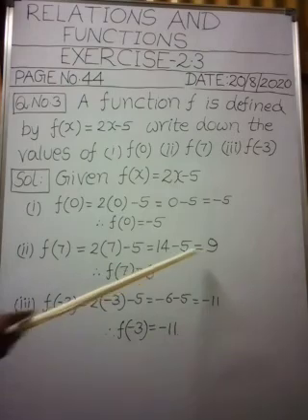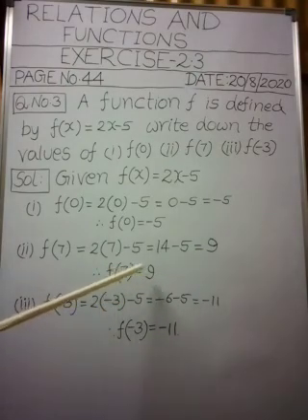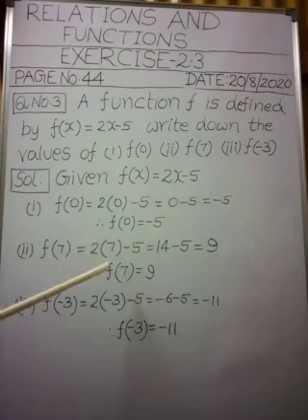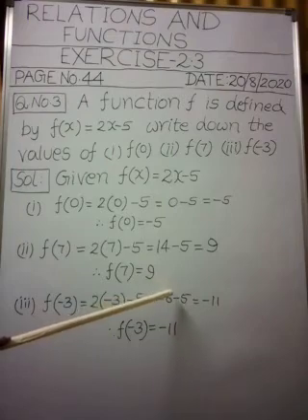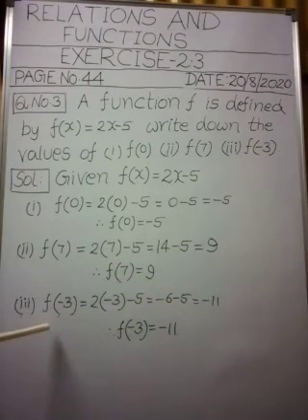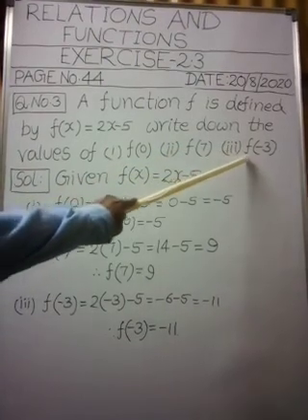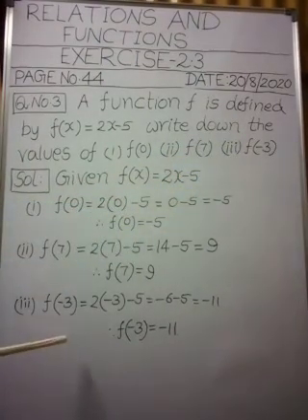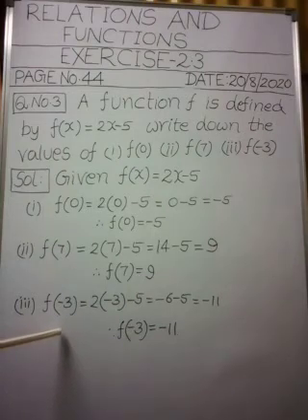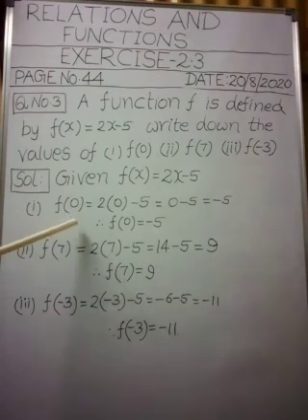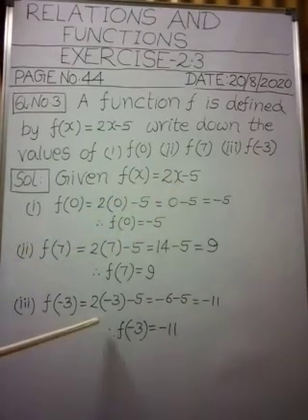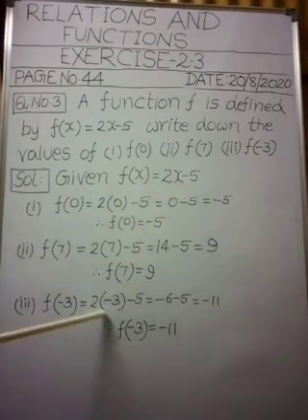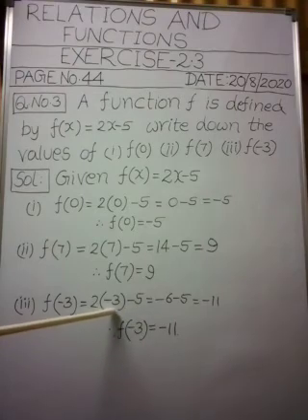Therefore, f of 7 is equal to 9. So the value of f of 7 is 9. We can say that the value of the function f of x at x is equal to 7 is 9. Now come to the third part, f of minus 3. We have to find the value of f of minus 3. We follow the same procedure as in the first and second parts. We substitute x is equal to minus 3 in this function. We replace x by minus 3. So 2 into minus 3 minus 5.